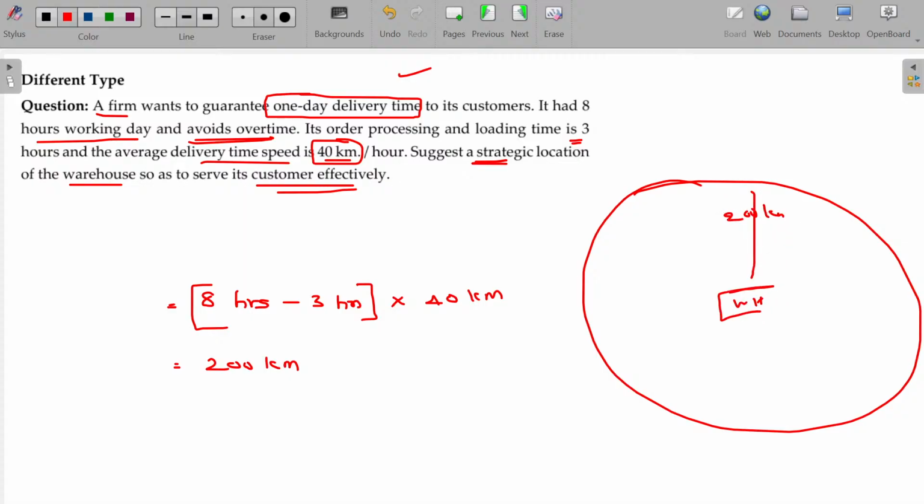So automatically what happens if a customer from here orders, definitely in 8 hours time, 3 hours lost and 5 hours we have. For every hour we can travel 40 kilometers, or 200 kilometers we can reach. If your customer orders from here, it's pretty simple. We can deliver much ahead of the time also. So the warehouse you have to fix, or installed, should be almost 200 kilometers radius from the customer's point. Clear?